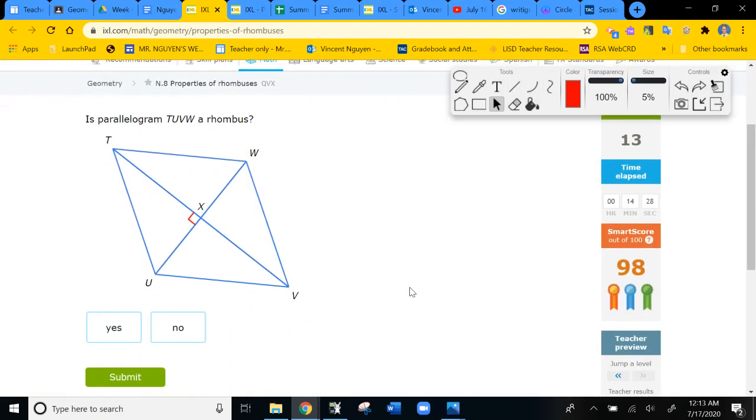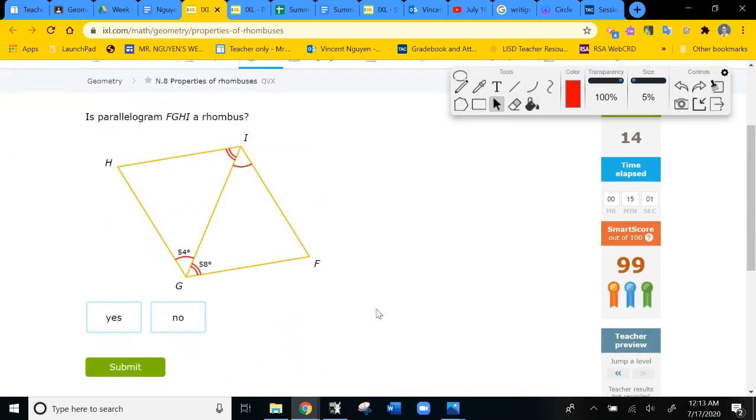Okay, maybe last one. This angle, oh, this marking tells you it's 90 degrees. But is that all that's required? These two are parallel. These two are parallel. This could be a square, but a square is a rhombus. So I'm going to say yes. Cross your fingers.